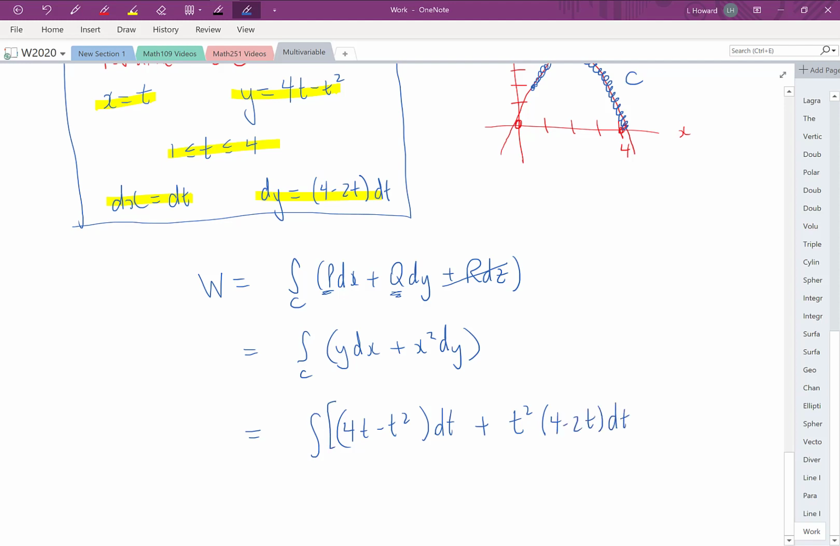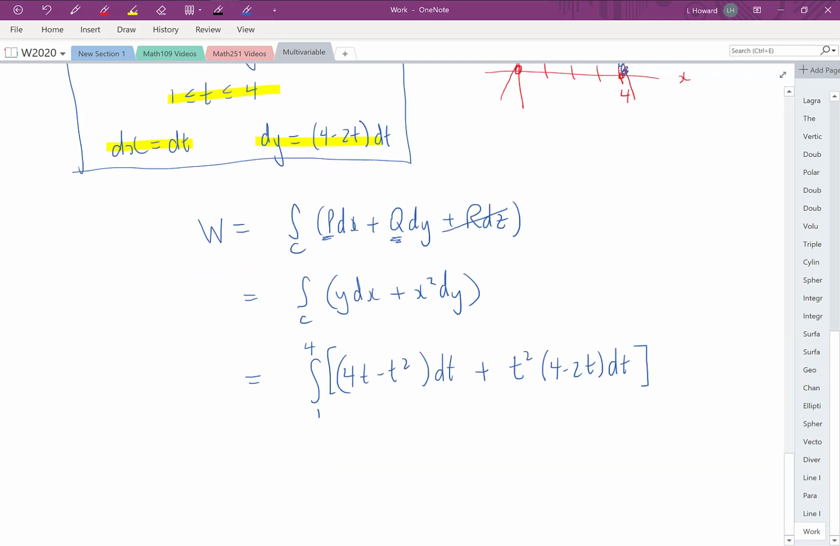Okay, so I'll put square brackets around that integrand. And our t value is going from 1 to 4. So we've now turned that integration, which was originally in variables x and y, into a single variable integration using our parameter. So that's why we needed to parameterize the curve.